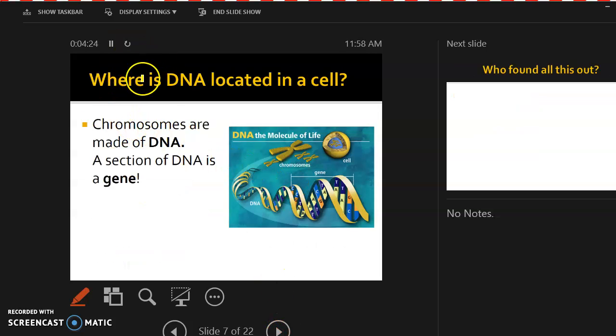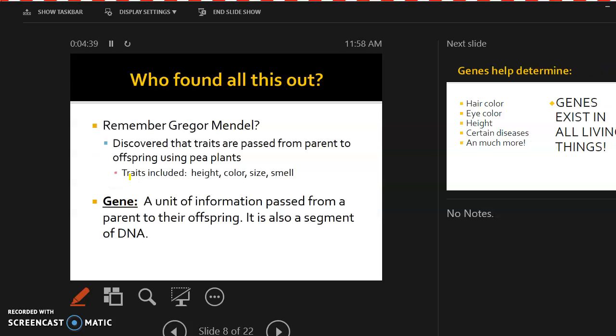So where is DNA located in a cell? Chromosomes are made of DNA, and a section of DNA is a gene. So chromosomes are made of DNA, but then a section of DNA is considered your gene. Okay, so who found this? Gregor Mendel discovered it, so you can write who found all of this, and then just put Gregor Mendel. So Gregor Mendel actually discovered these traits are passed from parent to offspring by using pea plants. That was way back, okay, so we've kind of known that genes were around for a while.